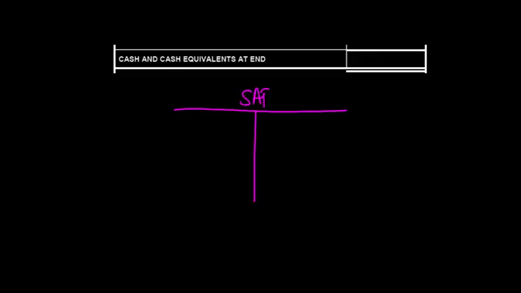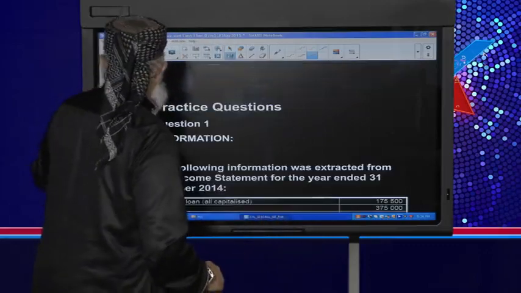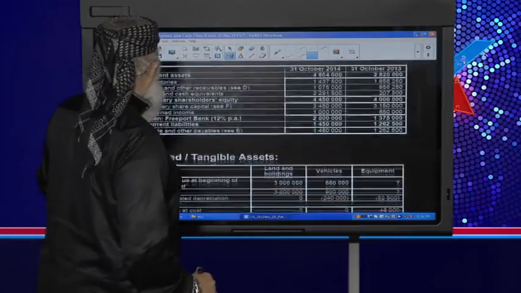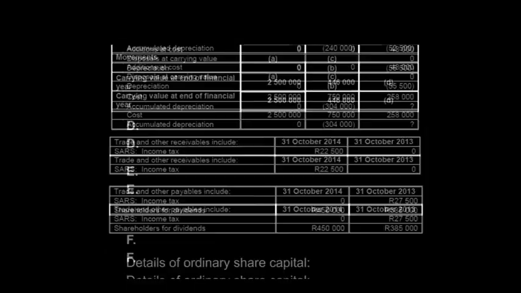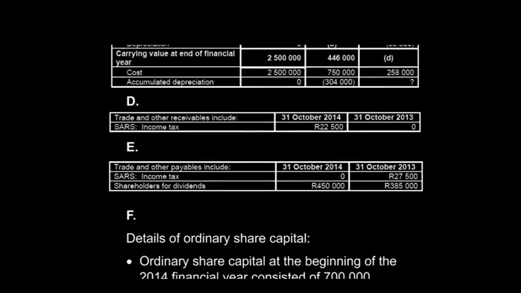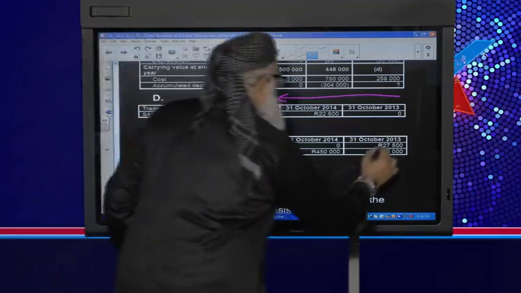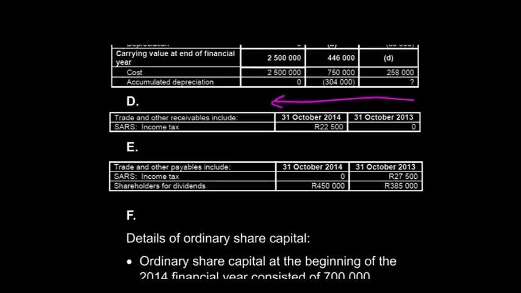SARS income tax. Step number 1, what do you look for? You look for your opening balance. Now, let's look at my information. Do I have information about SARS? Let's look at it here. Can you see? Again, remember, beginning of the year, end of the year. The important arrow. SARS income tax at the beginning of the year was 27,500, appearing where? Under trade and other payables.